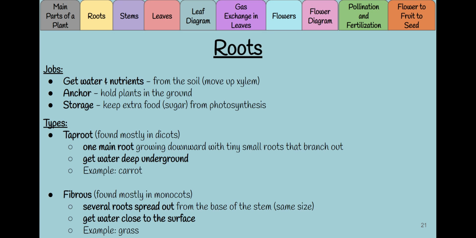Let's talk about the roots. The roots have jobs. They get water and nutrients from the soil, and they move up, called xylem. Then there's the anchor, which also holds the plants in the ground. And there's storage. These are all the jobs. They keep extra food, sugar, from photosynthesis.